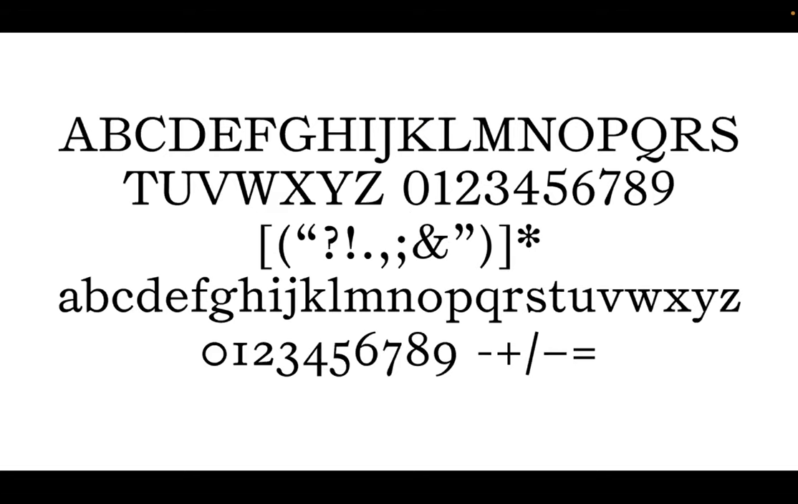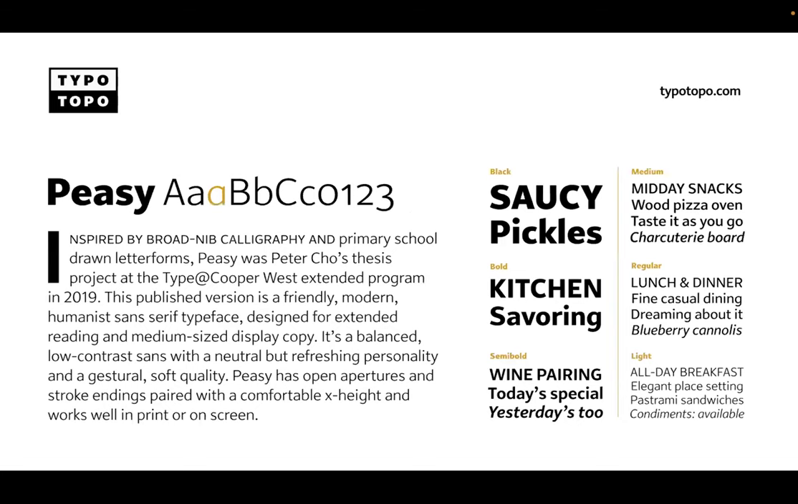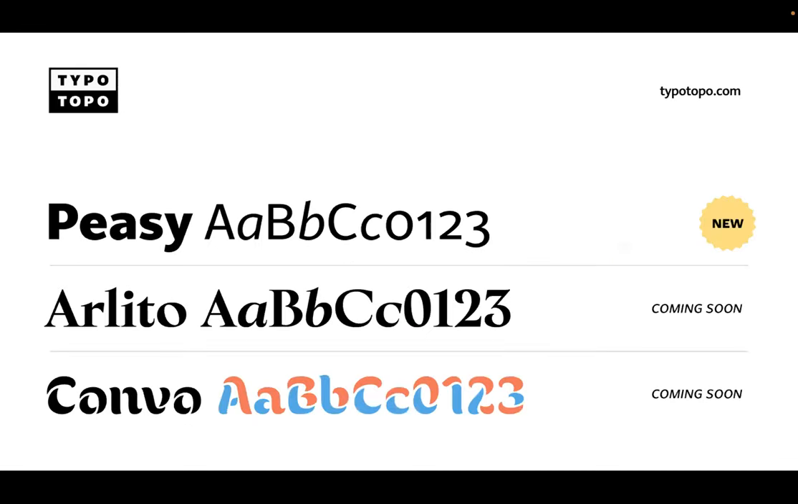And this year I've gotten more serious about type design, and I launched a type foundry in July. It's called Typo Topo, and PZ is my first font release. It's a humanist sans serif, and I'm using it throughout this presentation. I also have a few more typefaces in the works. So Arlito is a high contrast serif face inspired by show card writing of the 1910s. And Convo is a curvy stencil meant to be used in multicolor applications. So if you want to check out the site, it's typotopo.com, or you can sign up for my newsletter there.